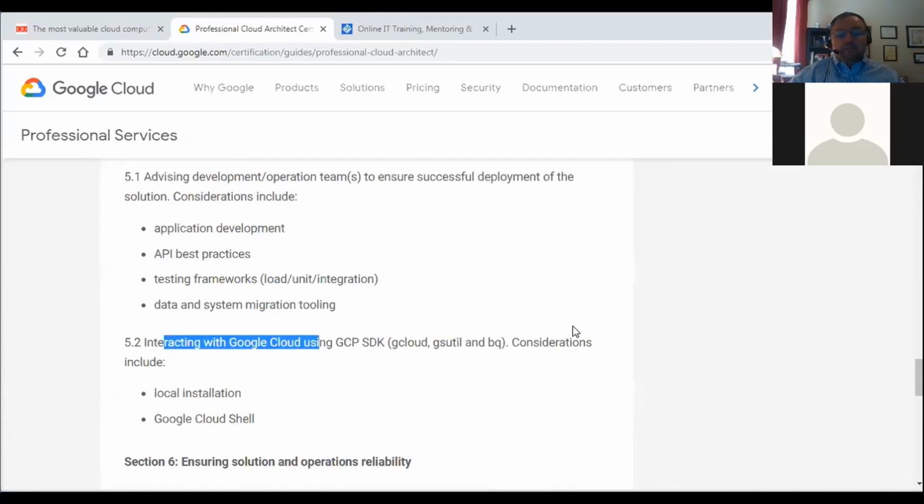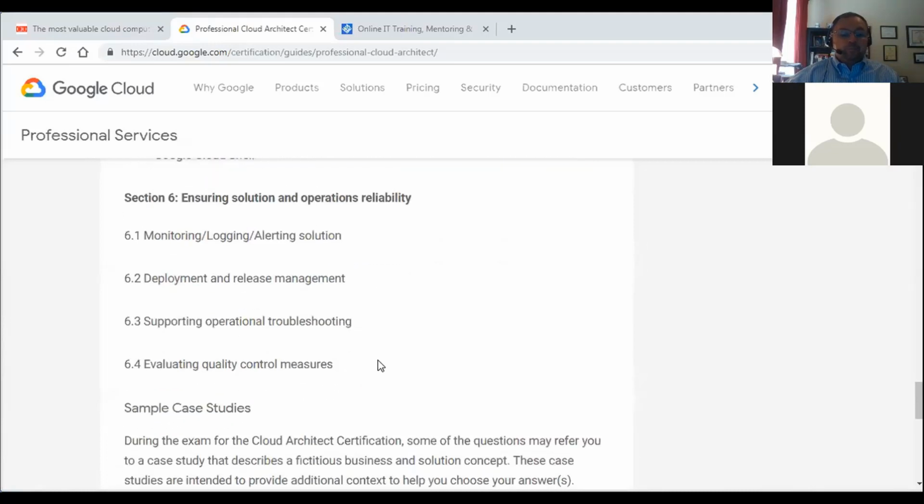SDK. You have to know how to use the SDK. You have to be able to deploy it. Expect a question or two on how to utilize BigQuery as well. And then we have ensure. Again, this is a little out of the standard for keywords in Bloom, but what they're trying to get at is how do you facilitate management of your cloud platform.